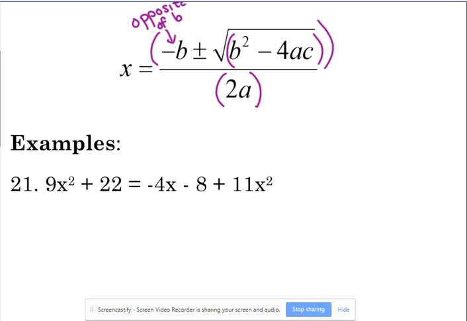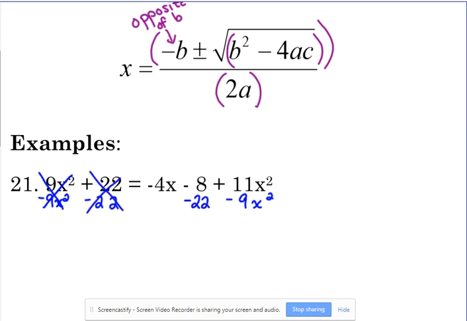I still don't like dealing with a negative a. I don't like that x squared term being negative. So on this problem, I'm going to move everything to the right side. So I'm going to subtract the 9x squared from both sides. It's gone on the left side. I'm going to subtract 22 from both sides.